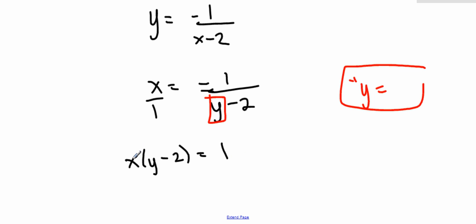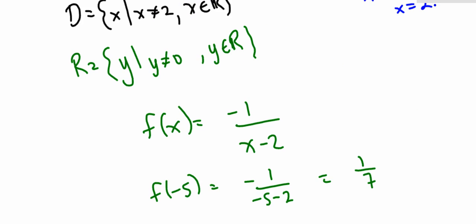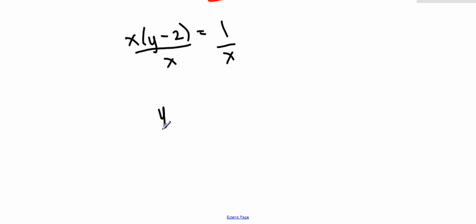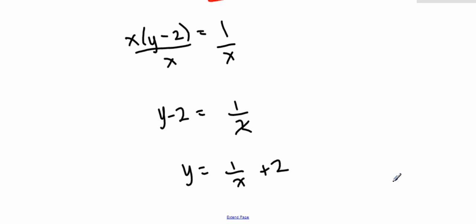Now, I don't actually want to multiply x times y because that's weird and ugly. So that's why you see me write it as x bracket. So now I'm going to divide both sides by x, and that way I don't have to deal with x times y. So I get y minus 2 equals 1 over x. And now I'm going to add 2 to both sides, so y equals 1 over x plus 2. So that should be the inverse of the original function.